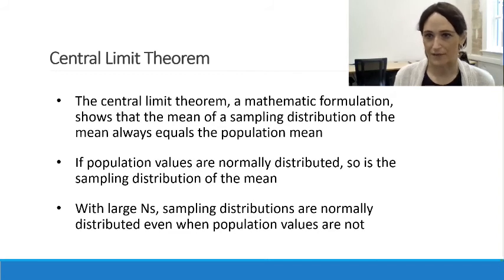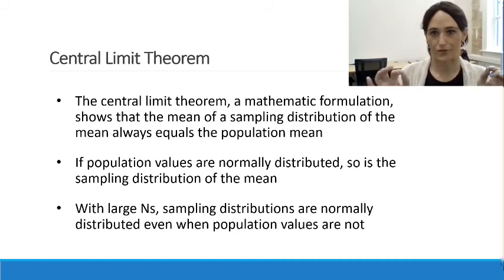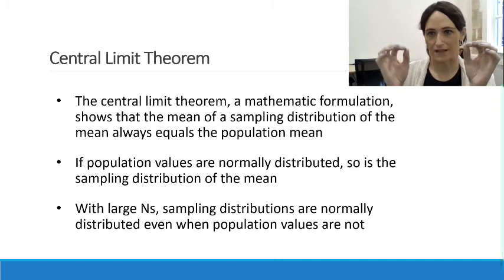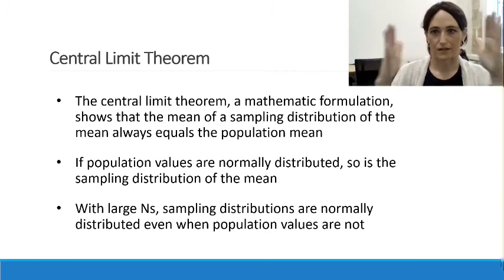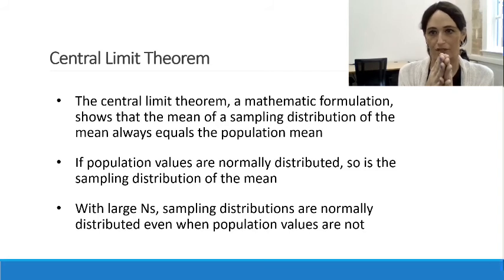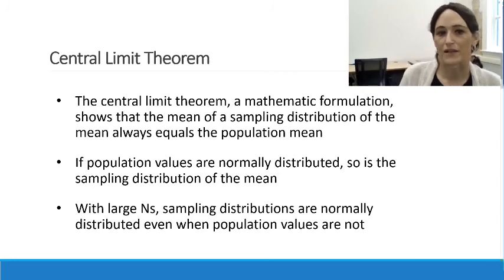The central limit theorem is actually a mathematical formulation that says that the mean of a sampling distribution of the mean always equals the population mean. Basically, if you were to continuously draw samples from a population, the mean of that sampling distribution would equal the population mean, okay? And we then have values tailing off from that. So the population mean values are normally distributed, so is the sampling distribution of the mean.